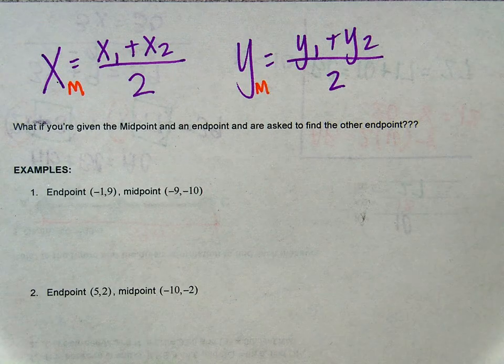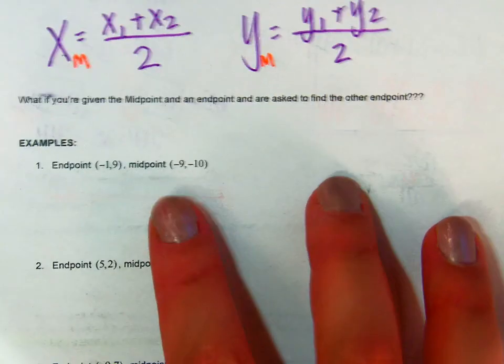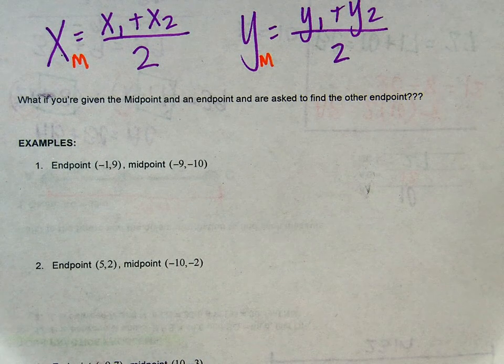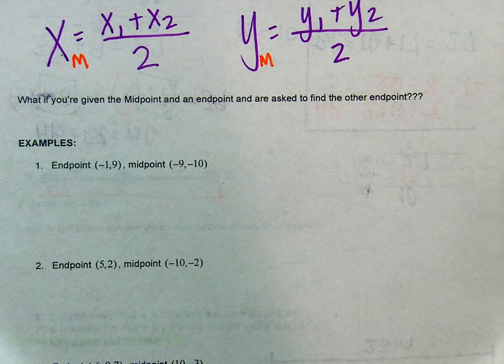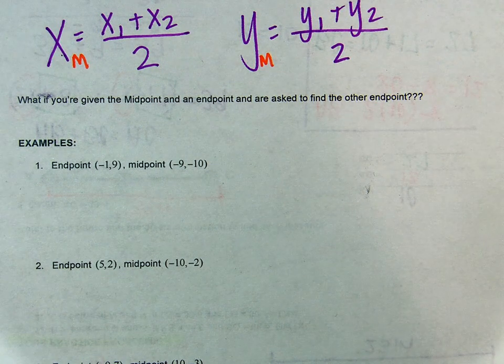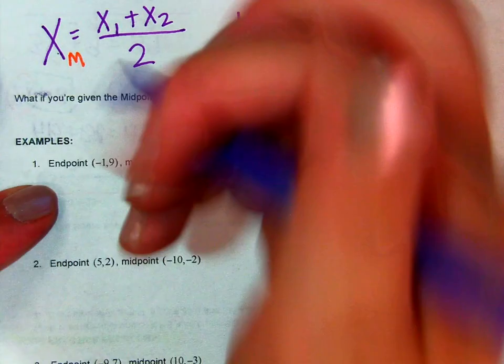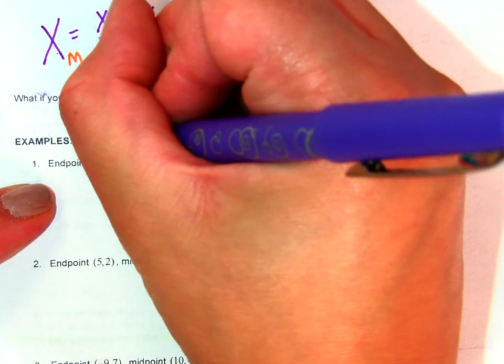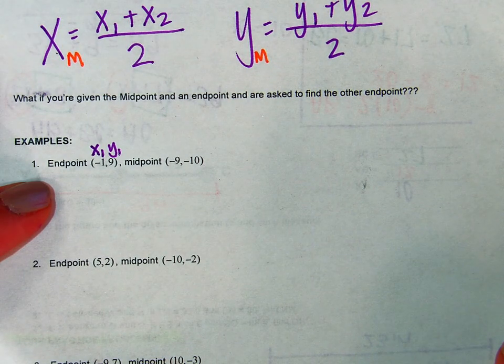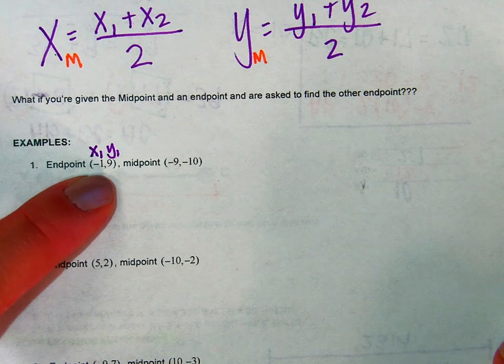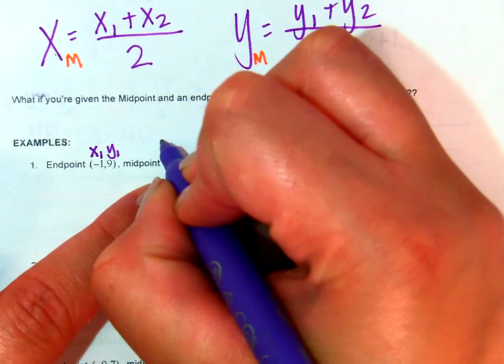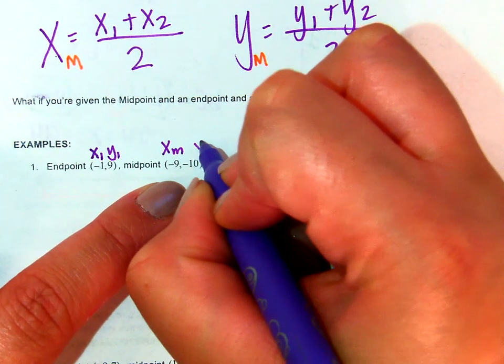Okay, so let's go ahead and just jump right into these examples. I'm giving you one endpoint, I'm giving you the midpoint, and I'm asking you to solve for the other endpoint. So one of the things that I do because it's habit is, the endpoint they give me, I always label it x1, y1. Midpoint, this will be the xm and the ym.